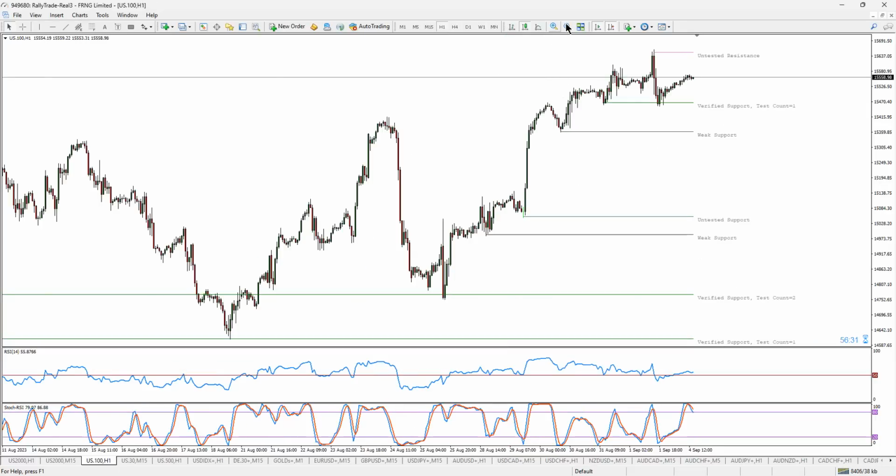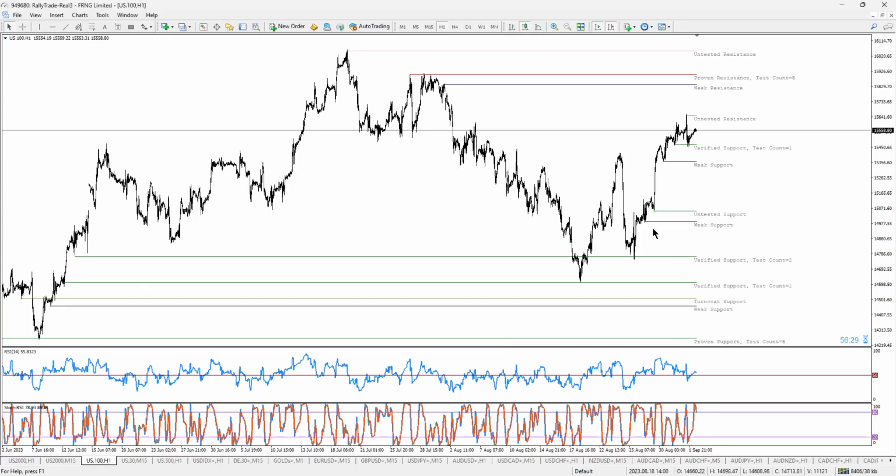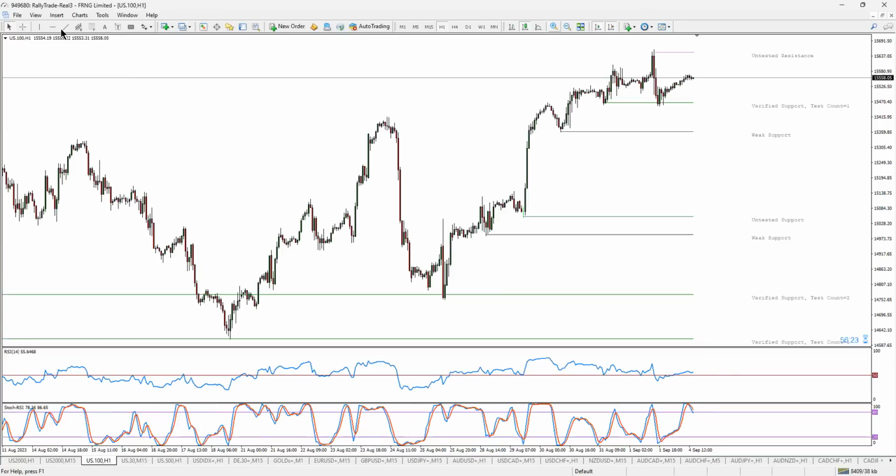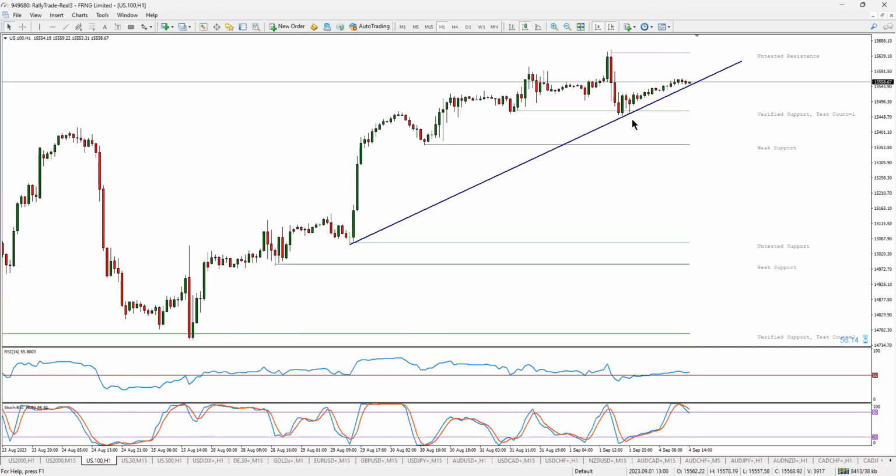Now, if I zoom out, you will see that this is clearly what? An uptrend, right? I can use my trend line. This is a low. Link it to this one. I linked it to this one.